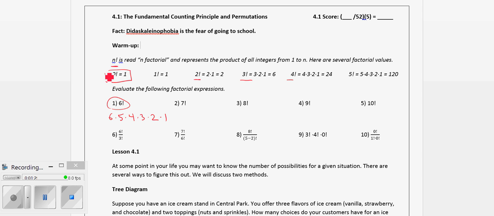So if you come down here and look at, say, problem number 9, 3 factorial times 4 factorial times 0 factorial, well, 3 factorial is 3 times 2 times 1. 4 factorial is 4 times 3 times 2 times 1. And then 0 factorial is just times 1, which doesn't really change anything, because anything times 1 remains the same. But that's how we would treat that 0 factorial.